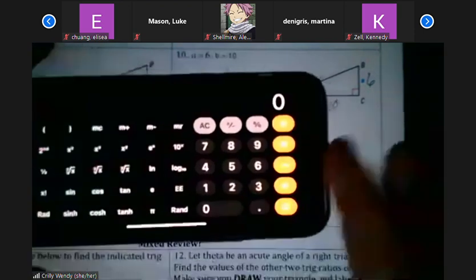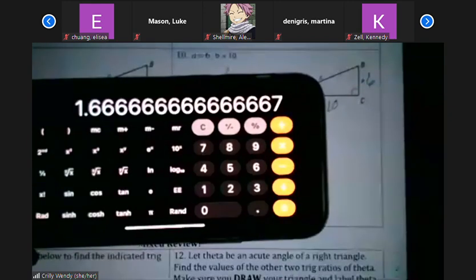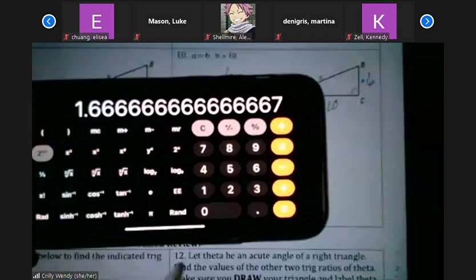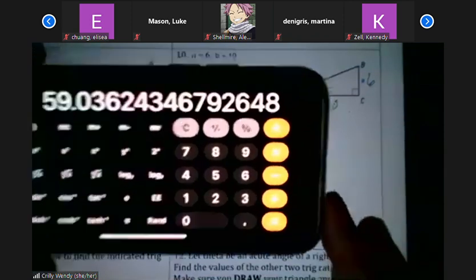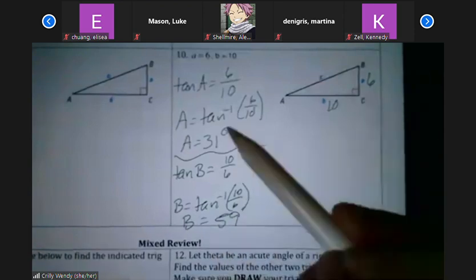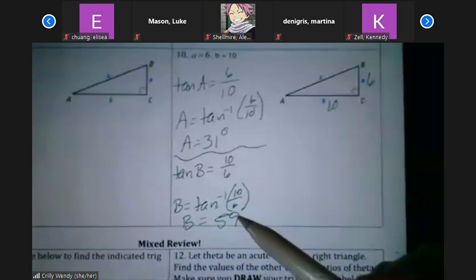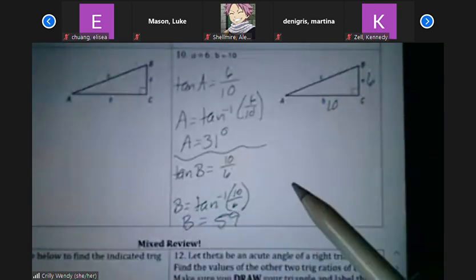So on my calculator, I'm going to do 10 divided by 6 equals, and tangent inverse, 59 degrees. And check, 31 plus 59 is 90 degrees. So the two acute angles add up to 90.